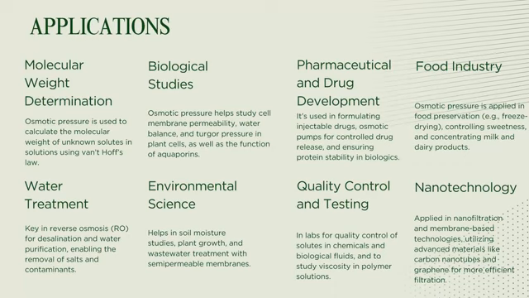These are its applications. It is used in molecular weight determination using Van 't Hoff's law. It is used in biological studies, pharmaceutical and drug development, food industry, water treatment, environmental science, quality control and testing, and nanotechnology. Nanomaterials like carbon nanotubes and graphene oxide are being researched for use in membranes that exploit osmotic pressure for more efficient water filtration and separation processes.